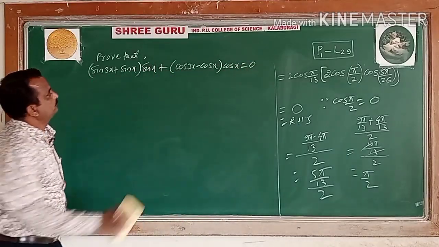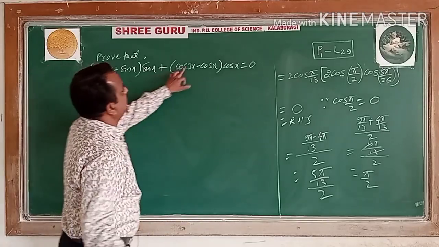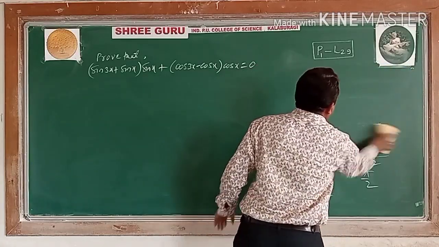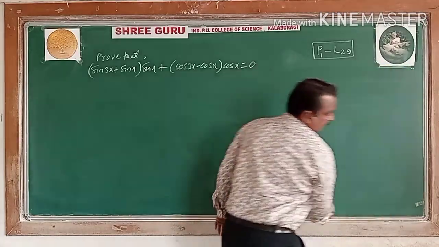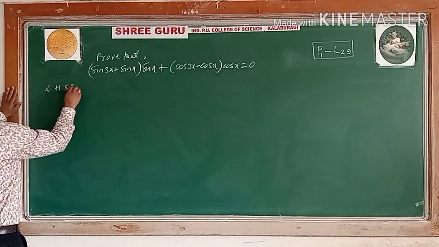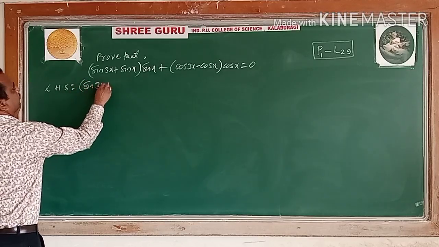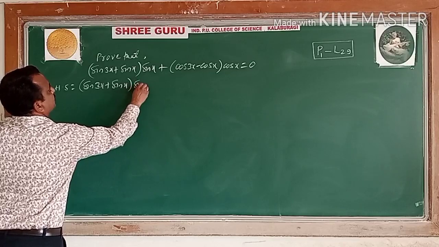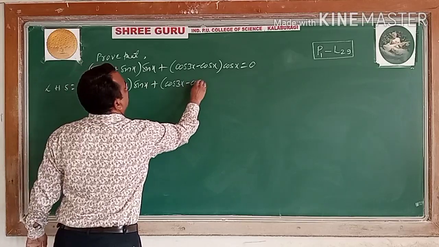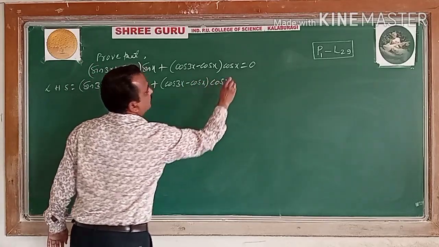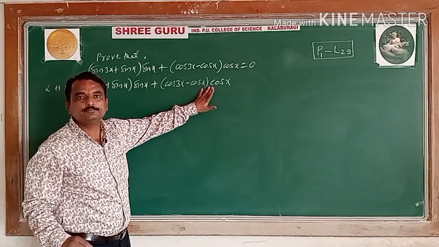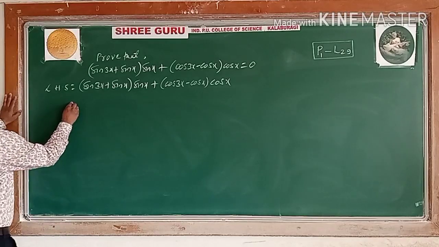Let us see this one, students. (sin 3x plus sin x) sin x plus (cos 3x minus cos x) into cos x is equal to 0. You have to prove it as 0. Taking LHS, (sin 3x plus sin x) into sin x plus (cos 3x minus cos x) into cos x. Applying sin C plus sin D and cos C minus cos D, simplifying here.